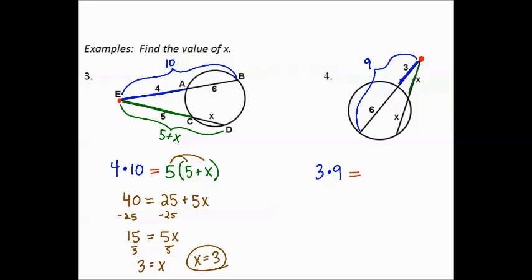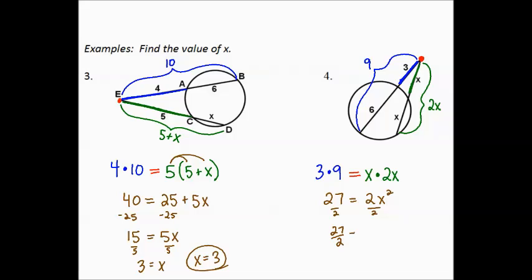The external segment is x. The entire way across, the secant segment, is x plus x, 2x. So times 2x. I don't put parentheses when I don't have a plus there. So on the left, 3 times 9 is 27. On the right, 2x times x is 2x squared. Before we deal with the squared, I divide both sides by 2. So x squared equals 27 divided by 2.